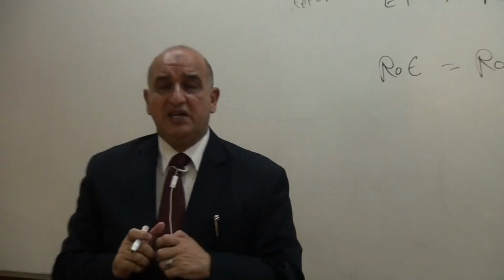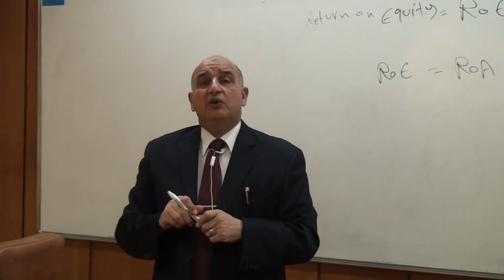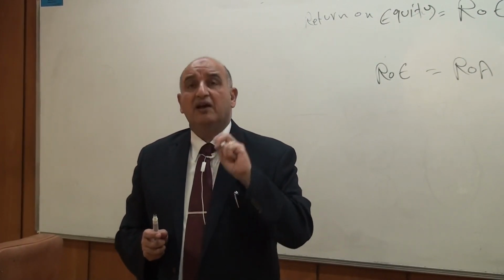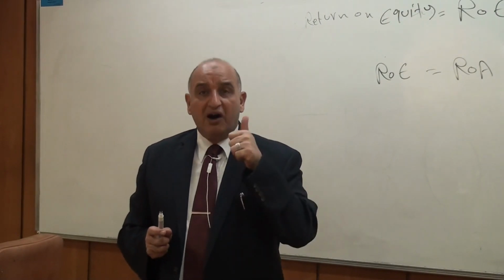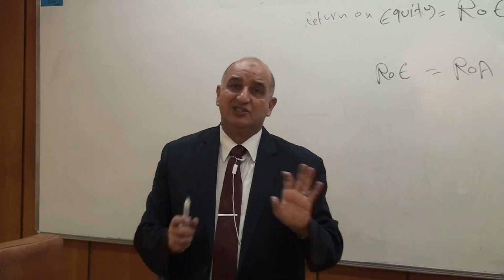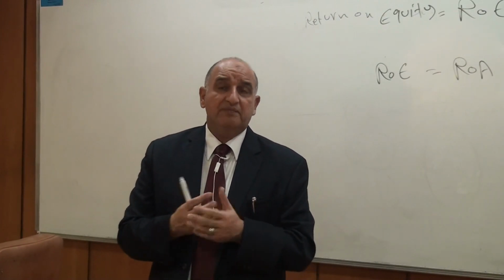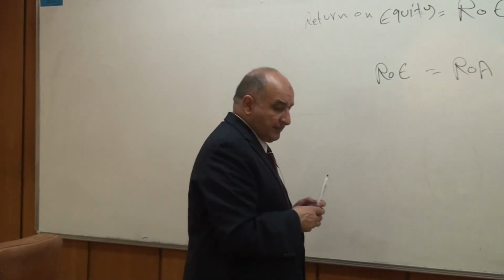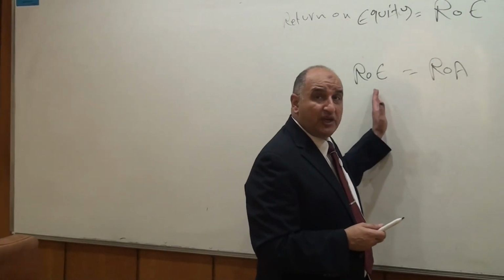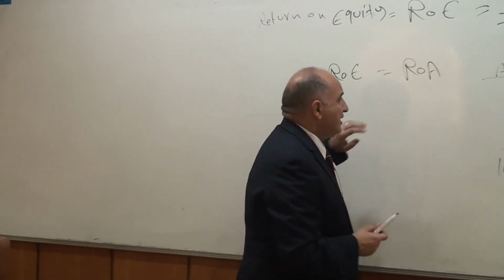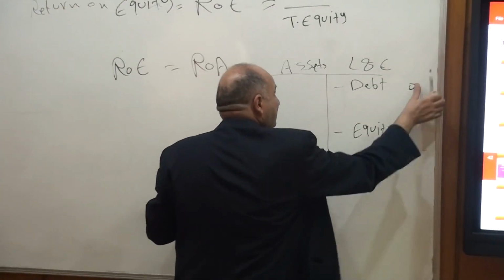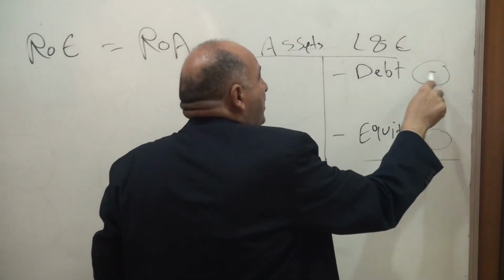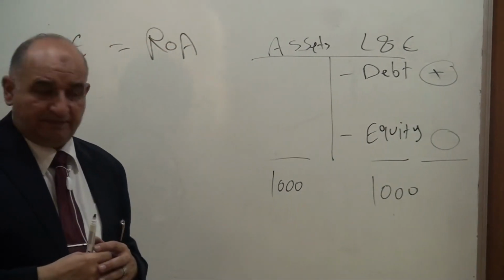So if ROE equals ROA, one of the reasons is that the company is financed totally by equity and has no debt. And as we mentioned before, this is the situation for the business family. But if ROE is higher than ROA, this means that our equity is lower than the assets, and this happens only if we have a positive value for the debt.